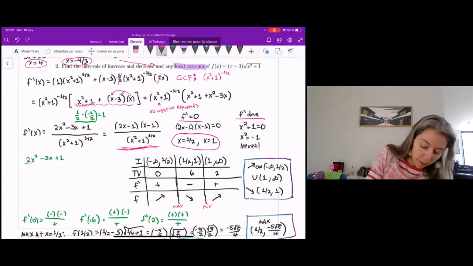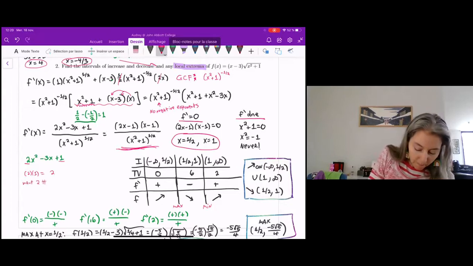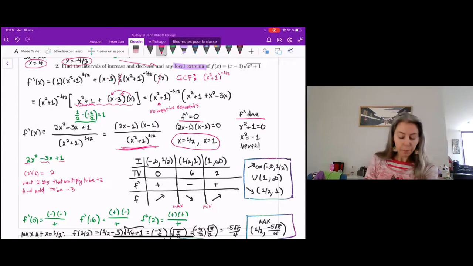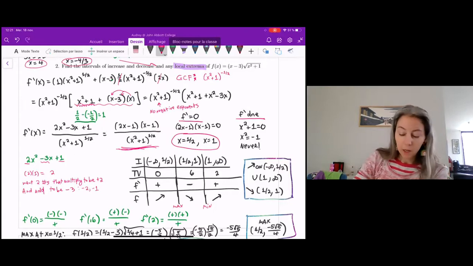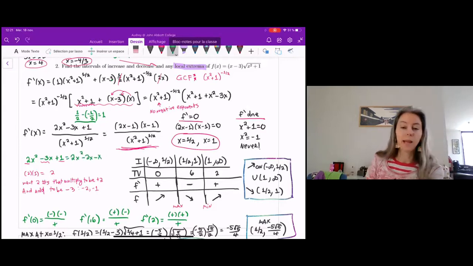So what I'm going to do is multiply this 2 and 1 together to get 2. So I want two numbers that multiply to be positive 2 and add to be negative 3, that negative 3 that's in the middle. And so it's clear that those two numbers in this case are negative 2 and negative 1. So then I can separate that negative 3x into negative 2x minus x, plus 1.